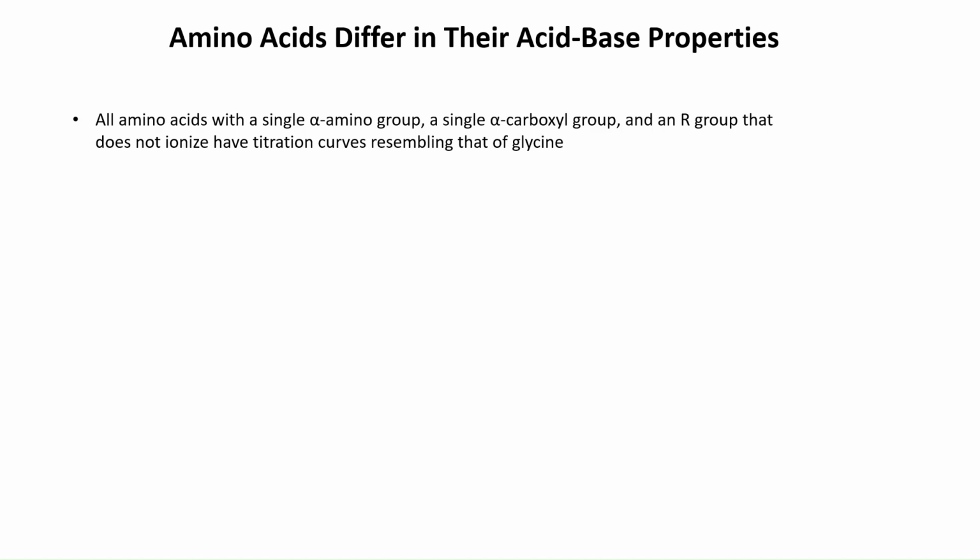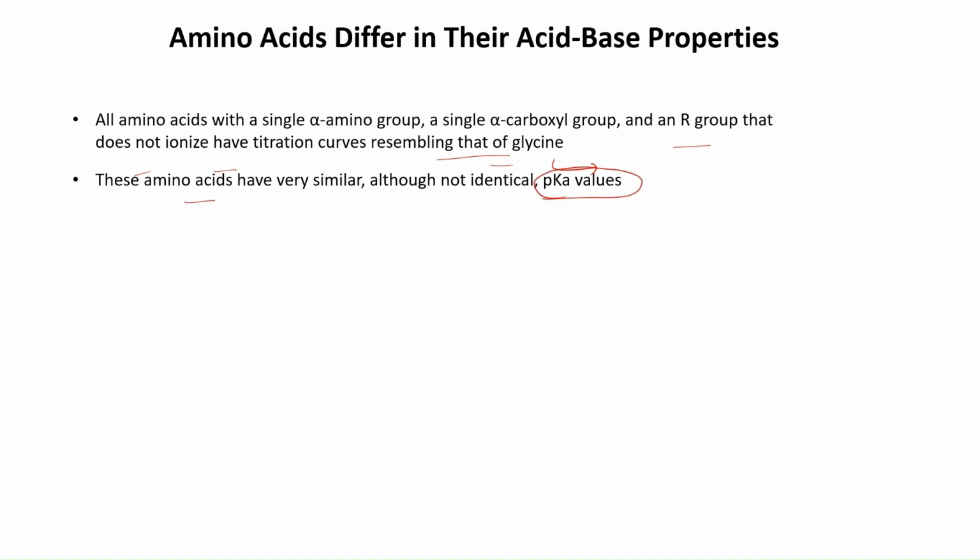Now, amino acids differ in their acid-base property. All amino acids having a single amino group and a single carboxyl group and an R group that does not ionize will resemble glycine, because glycine has one amino terminal and one carboxyl terminal. So all those amino acids that have one amino terminal and one carboxyl terminal or a side chain that does not ionize will behave like glycine only. So for all those amino acids, they will have similar pKa values. Not identical, but similar.